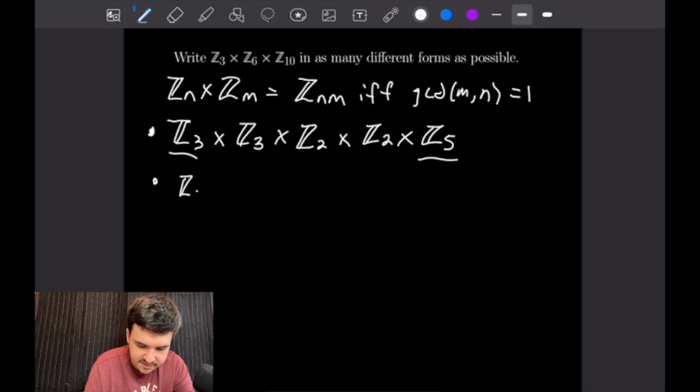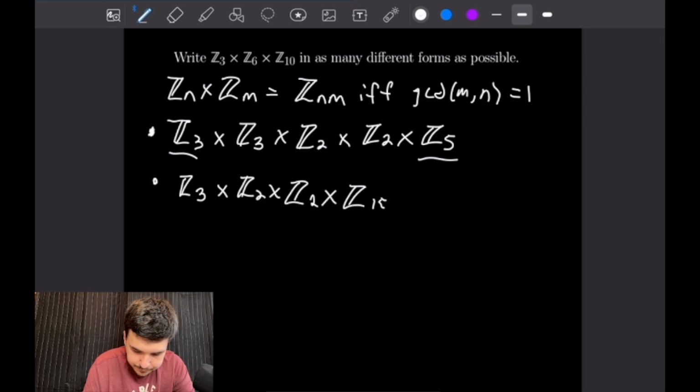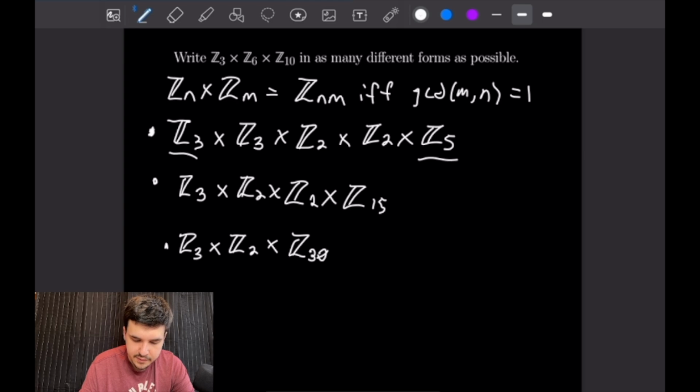So what we'll be left with is Z3 cross 2 copies of Z2, and then that will be cross Z15. Great. And so from here, we can actually combine our Z2 and our Z15, as 2 is relatively prime to 15, and that will give us Z3 cross Z2, and that will be cross Z30. Great. And so you can see that we could write out another one where we combine our Z3 and our Z2, and that will give us Z6 cross Z30.